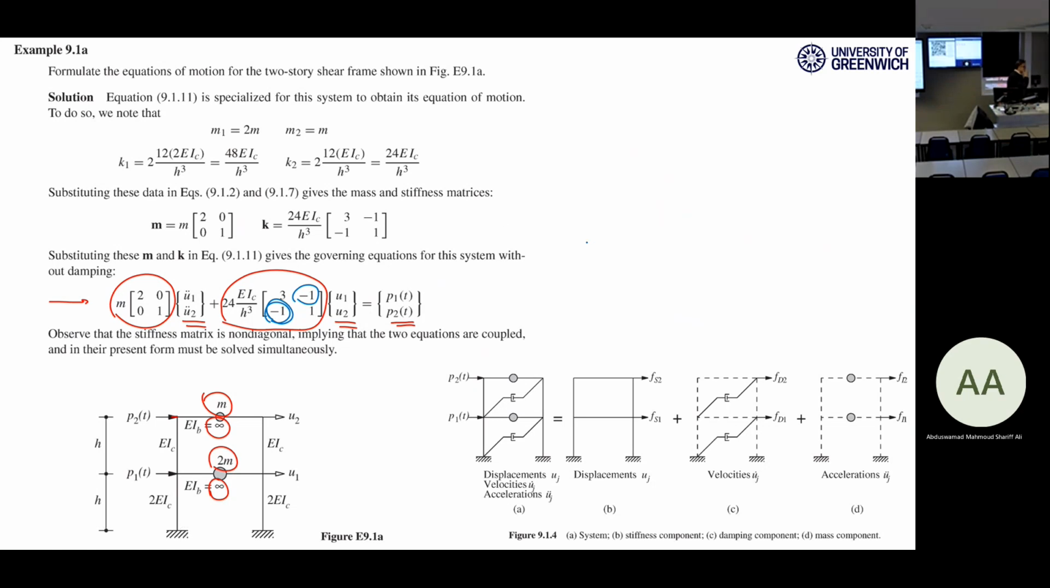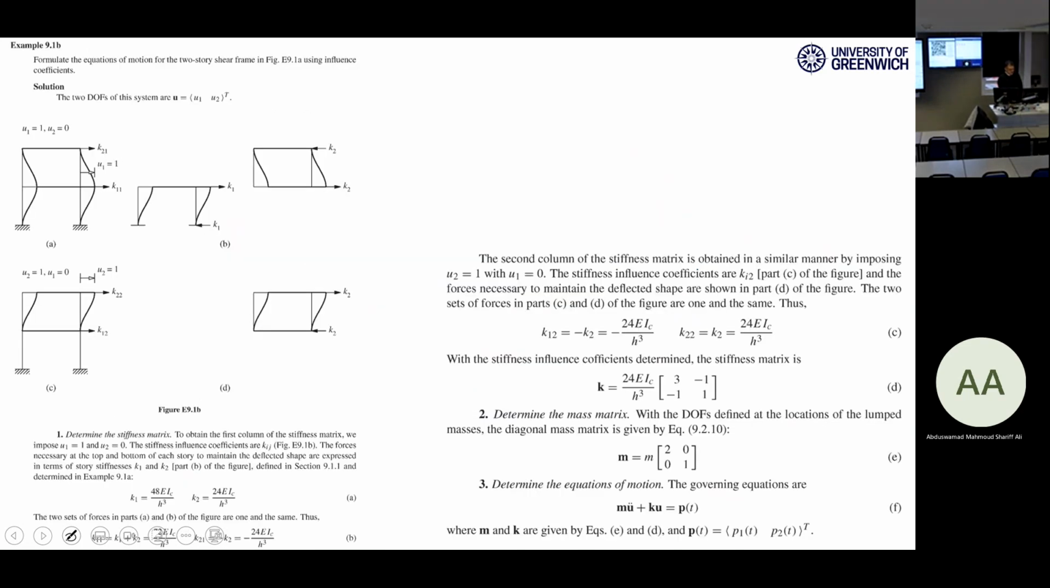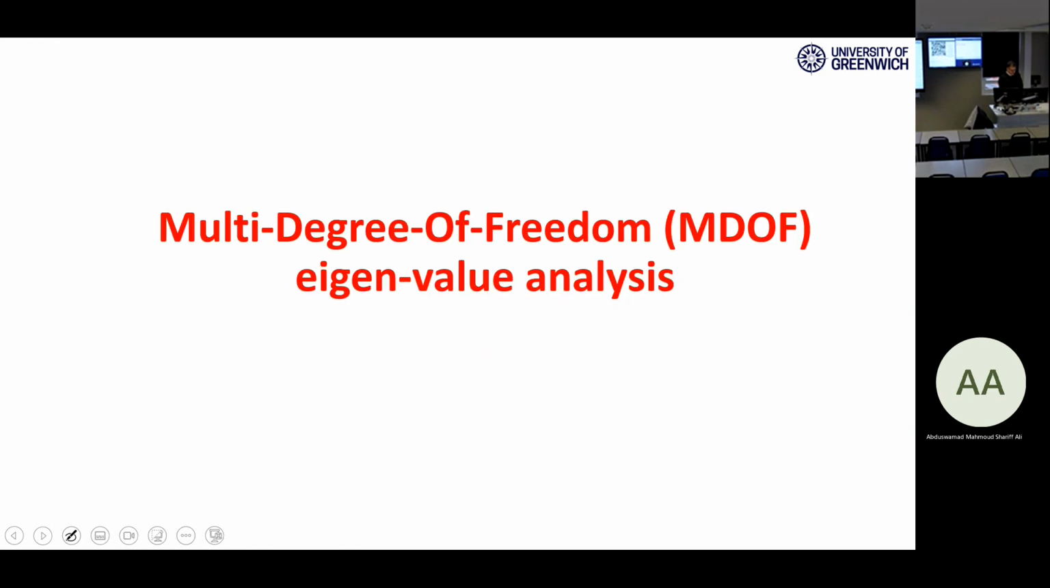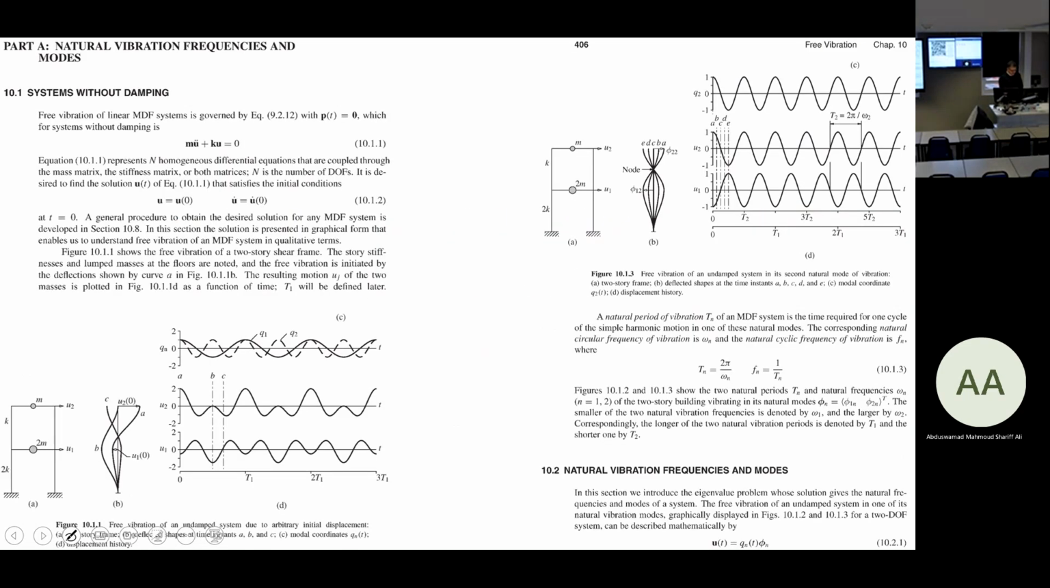And that assumption is that we can assume U1 and U2, which is the final unknown, the vector of U, is the summation of... I just want to be consistent with the book notation. What is the book notation? Phi and Q and T, okay.